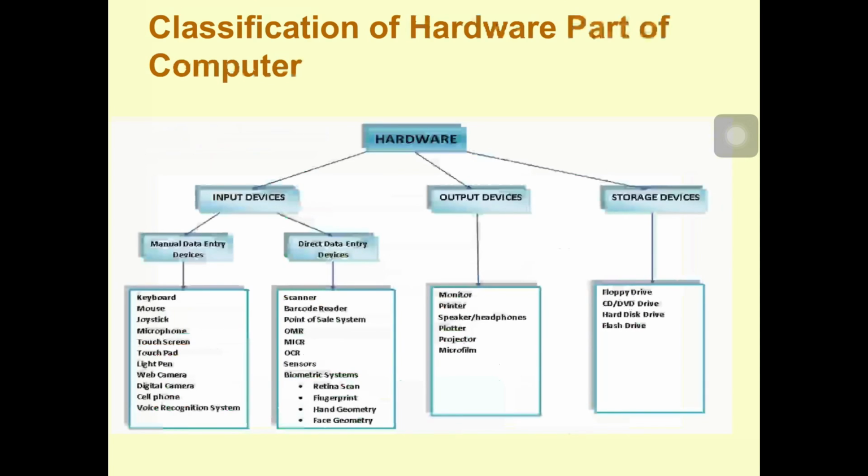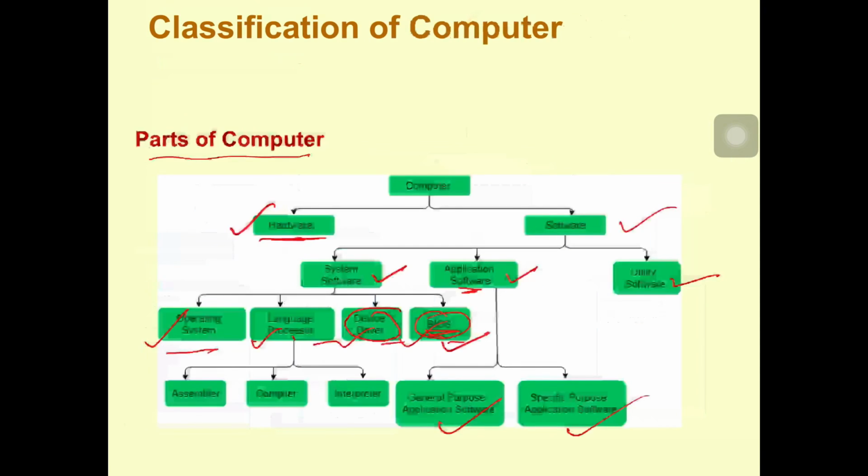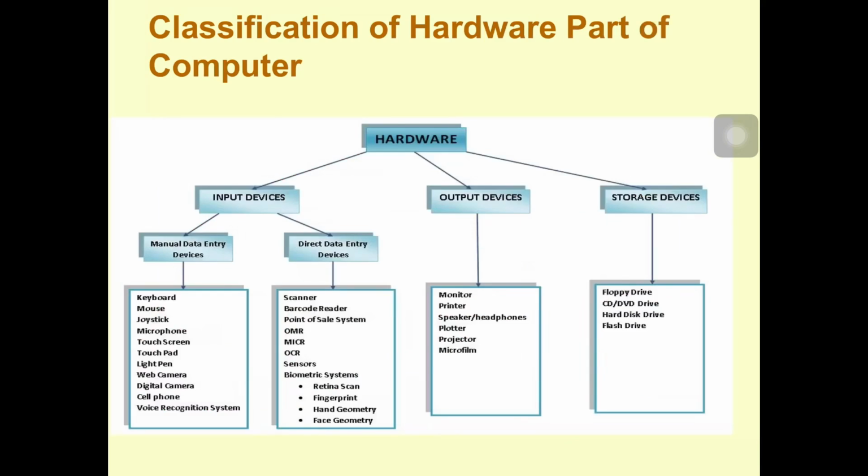Now, classification of the hardware. I have already told you about the classification of the software, but hardware remained until now. Hardware is the tangible part of the computer. It is classified into three parts. First one is input devices, second is output devices, and third is storage devices.